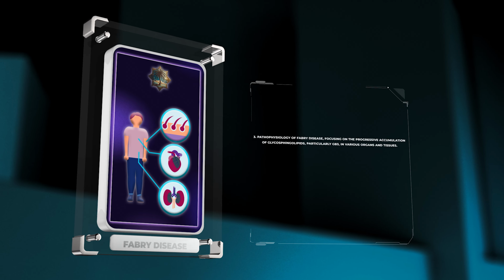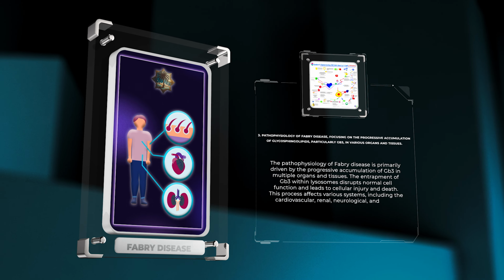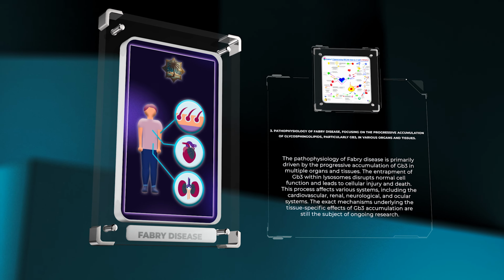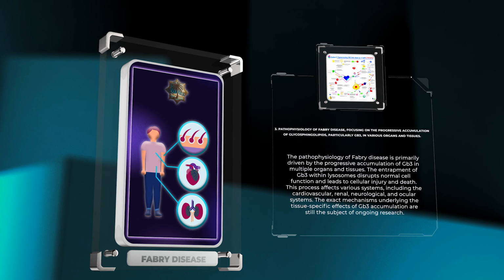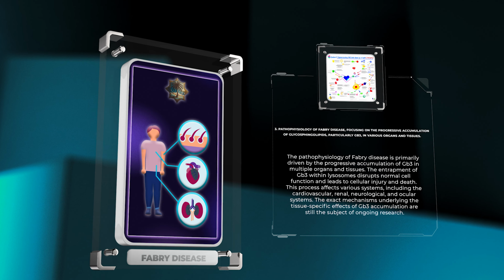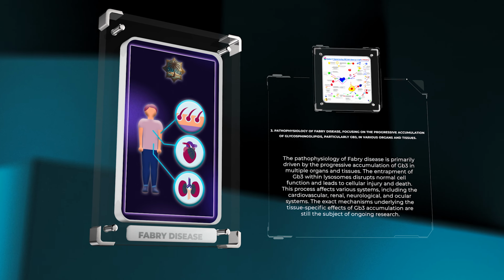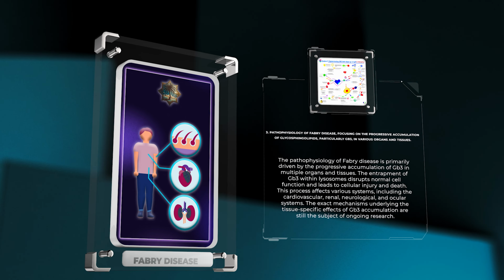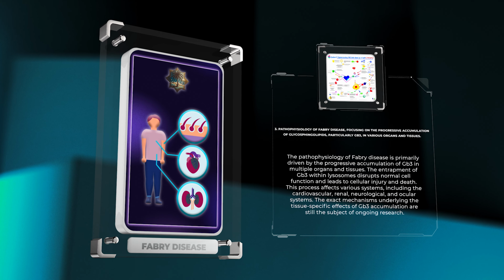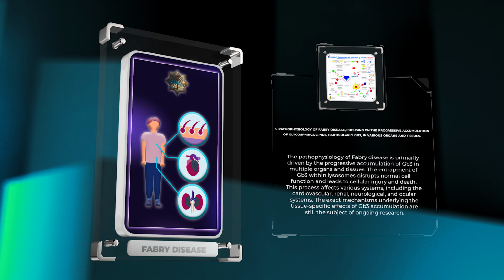early satiety. The pathophysiology of Fabry disease is primarily driven by the progressive accumulation of GB3 in multiple organs and tissues. The entrapment of GB3 within lysosomes disrupts normal cell function and leads to cellular injury and death. This process affects various systems, including the cardiovascular, renal, neurological, and ocular systems. The exact mechanisms underlying the tissue-specific effects of GB3 accumulation are still the subject of ongoing research.